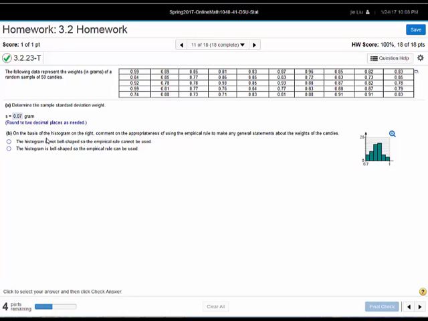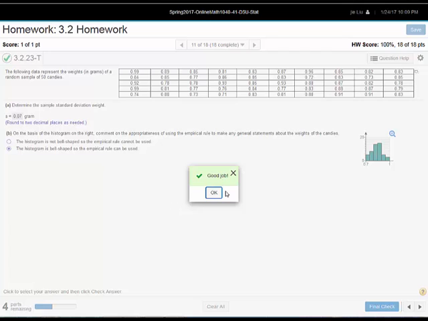Part B: on the basis of the histogram on the right, comment on the appropriateness of using the empirical rule to make a general statement. The empirical rule applies when you have a bell-shaped curve, and this one is approximately bell-shaped. So yes, the histogram is bell-shaped, so the empirical rule can be used.